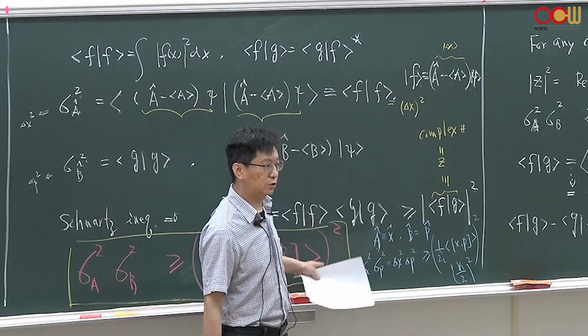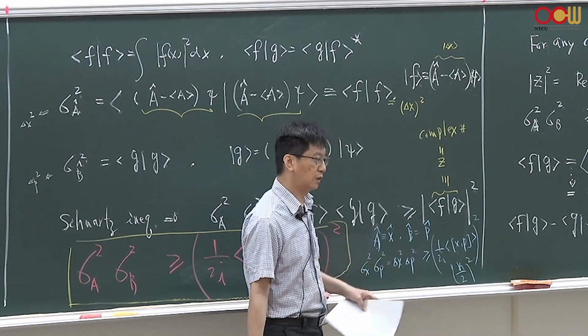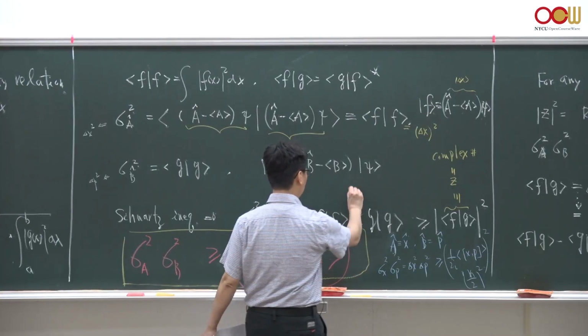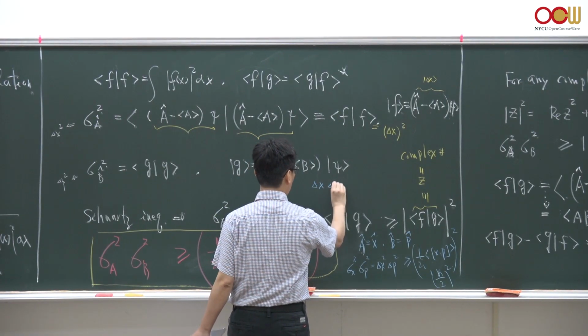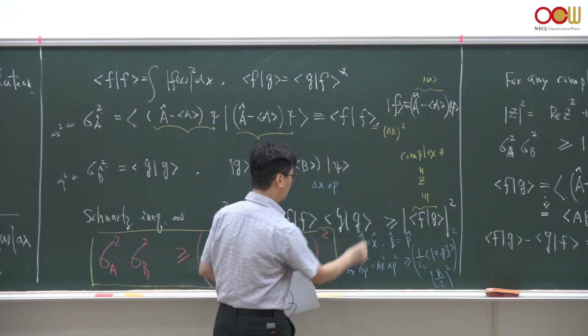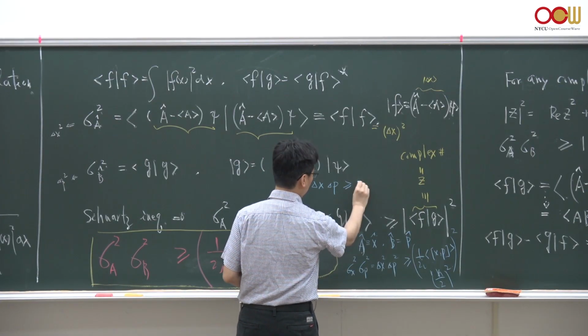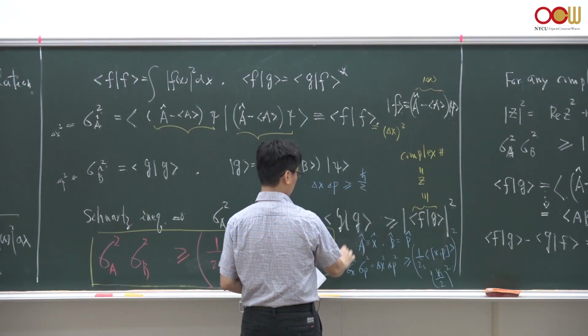Now you take the square root of everything on both sides of the inequality, and you get precisely the Heisenberg uncertainty relation, where delta x times delta p is greater than or equal to h bar over 2.